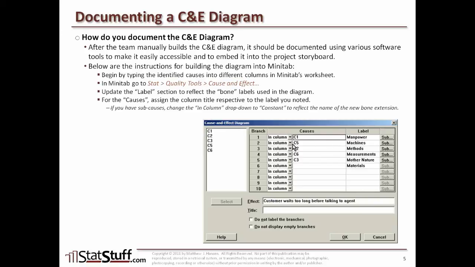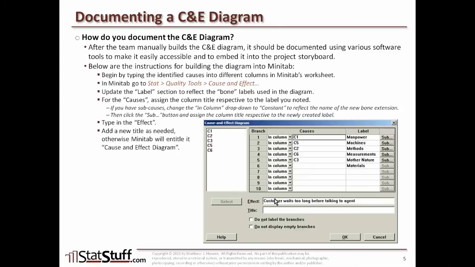So if you have sub-causes, then what you want to do is change the in-column drop-down that's over here to constant, so that you reflect the name of the new bone extension that you're going to use. Then you would click on the sub button and assign the column title respective to that newly created label. Now, after doing that, you would type in the effect, whatever that effect is that you've identified as the undesirable effect that all these causes are leading to on the right hand side. And then finally, you could add a new title if you want. Otherwise, if you don't add your own title, then Minitab will create its own title of cause and effect diagram.